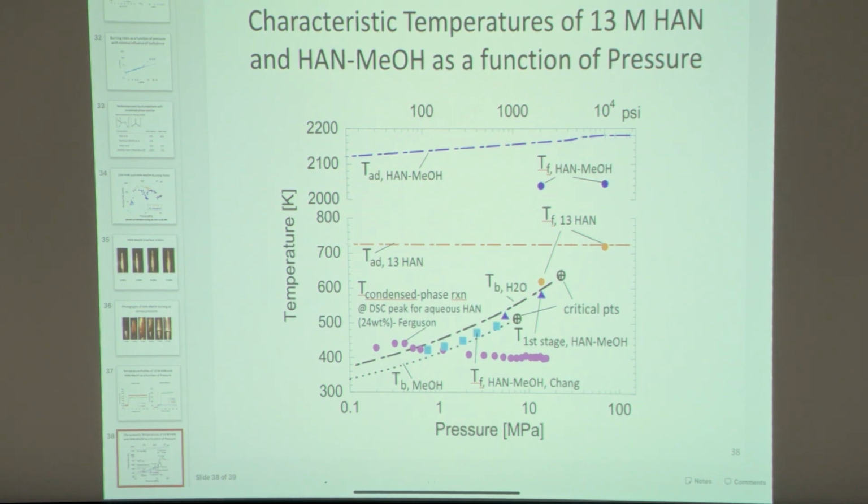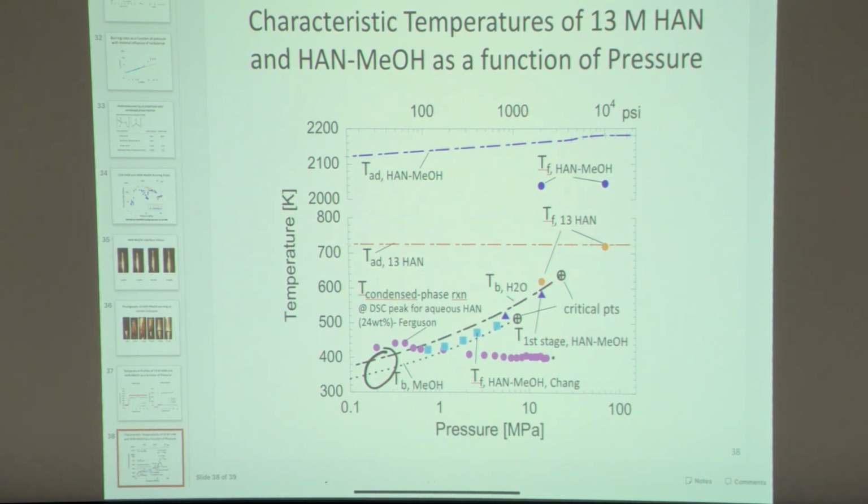And so the one thing I did plot here are some critical temperatures as a function of pressure. And what you'll see then is the violet circles are basically the decomposition temperatures of the HAN. And what's plotted then in the dash line and the solid line here at the base are the boiling point temperatures of both the methanol and the water in that solution mixture.